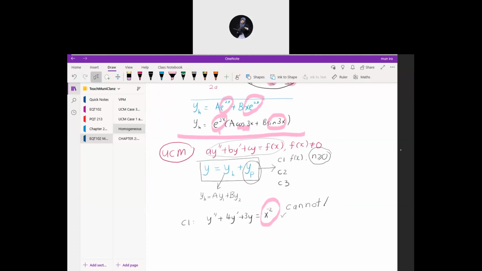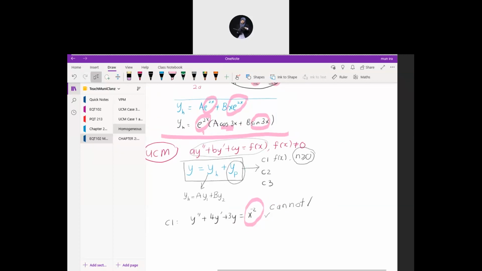VPM, this kind of question. Can or not? Boleh kot. Tak boleh, tak boleh. No, bukan boleh kot. VPM is more powerful than UCM. VPM can solve any kind of second order linear differential equation with constant coefficient, then you have homogeneous equation. Okay? VPM memang boleh. Okay?